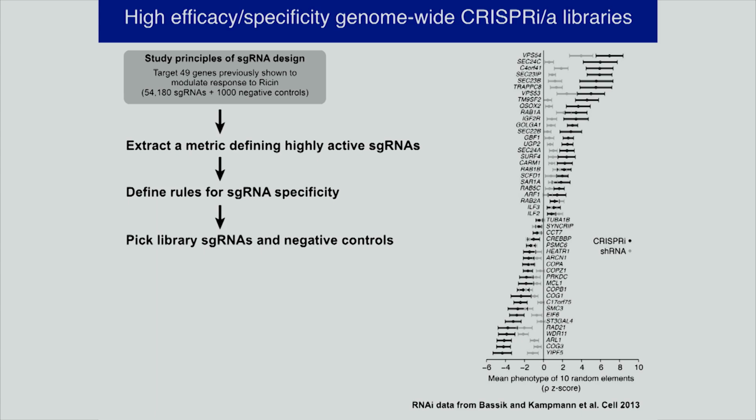So we were able to use this to simulate what a library would look like on these 50 genes, and saw that it would almost invariably be superior to the same genes with shRNA that we had previously seen in screens using the same toxin, ricin.